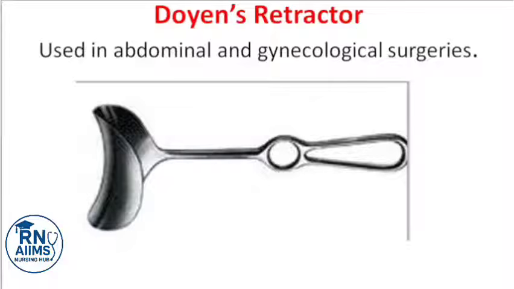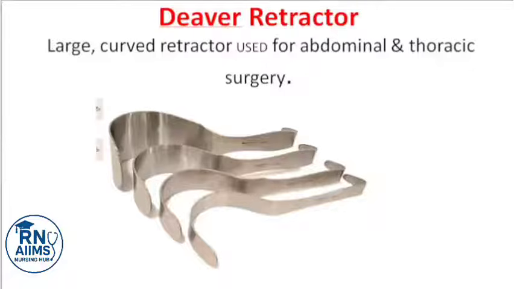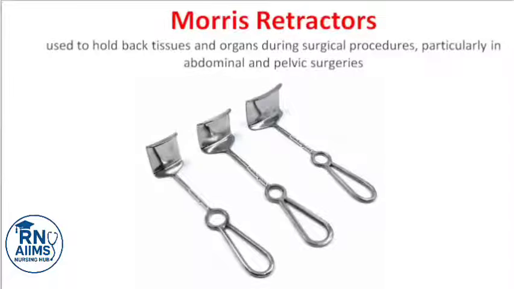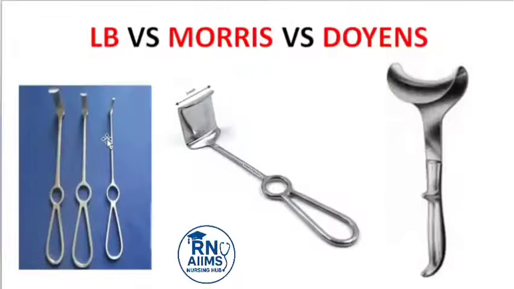Doyne's retractor, used in abdominal and gynecological surgeries. Devers retractor, a large curved retractor used for abdominal or thoracic surgeries. Langenbeck retractor, retracts soft tissue in general surgery. Morris retractor, used to hold back tissue and organs during surgical procedures, particularly in abdominal and pelvic surgeries. These three instruments look similar but have some differences.